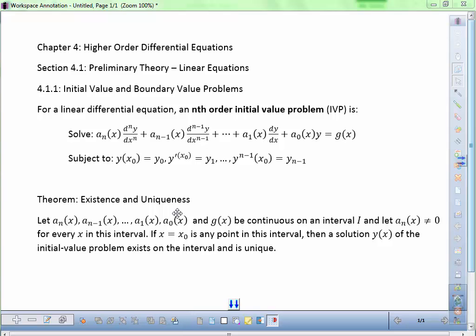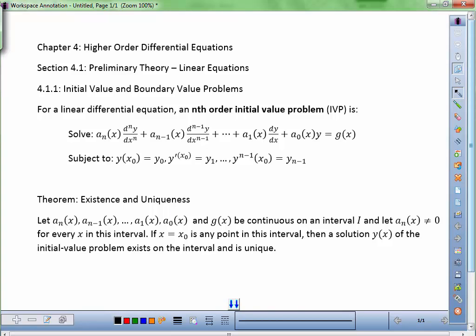So this whole idea of the existence and uniqueness is a big theoretical part of differential equations, where you can ask yourself, when can I guarantee that I'm definitely going to have a solution? And how can I guarantee that my solution is going to be the only solution that exists? All right, so what are the conditions for the existence and uniqueness theorem?